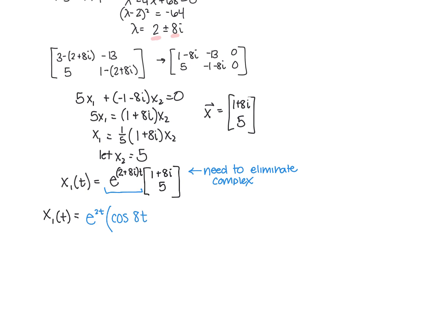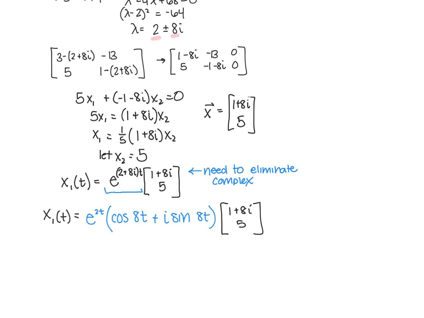So it'd be cosine 8t plus i sine 8t. All I did was replace this e to the lambda t, getting rid of most of the complex part. We'll get to more; we'll eliminate more. That will be times this vector, 1 plus 8i, 5.